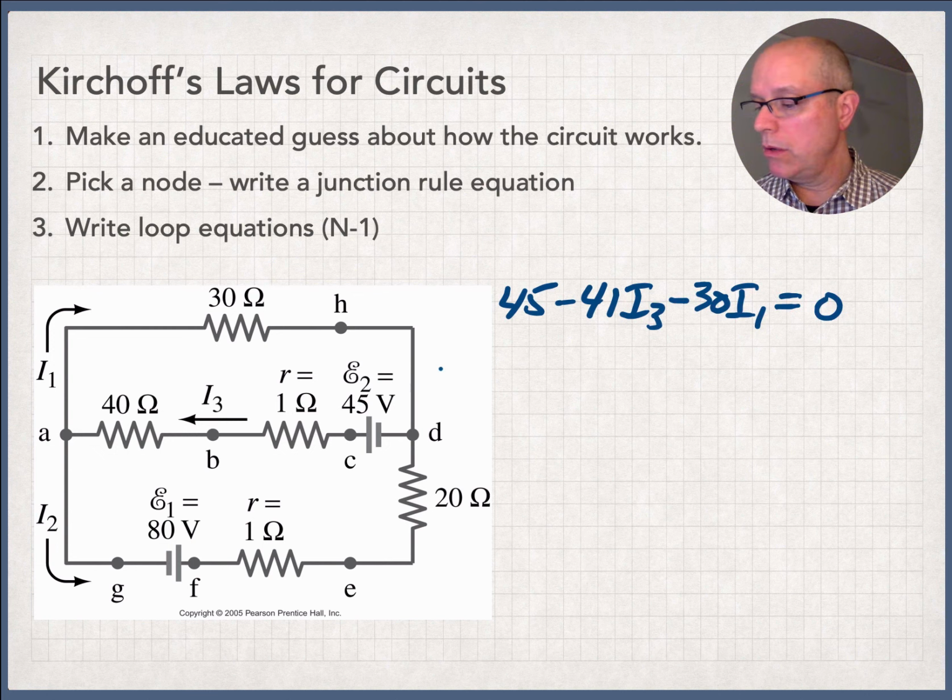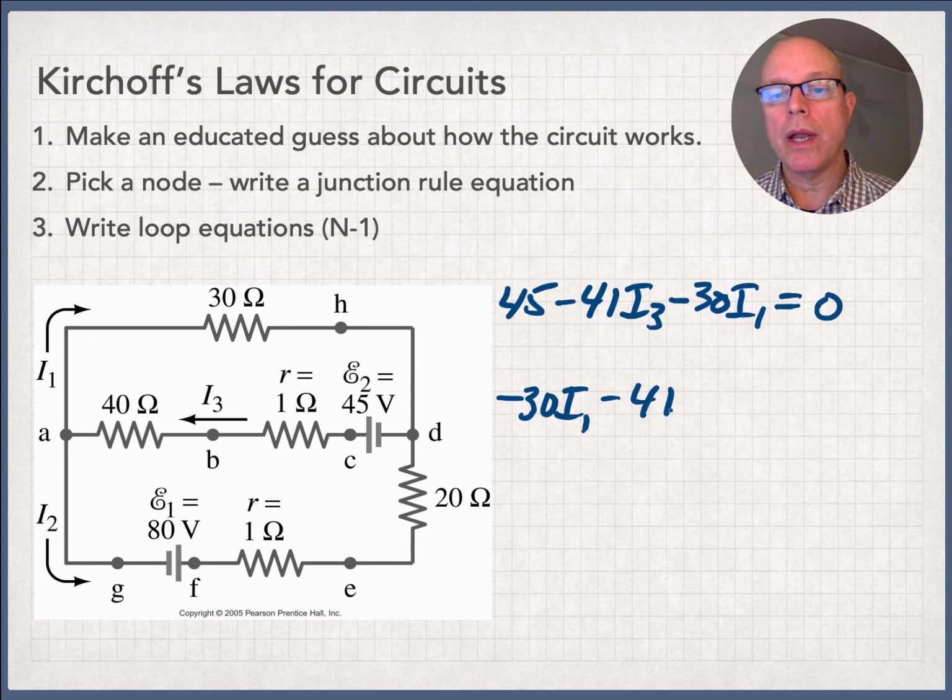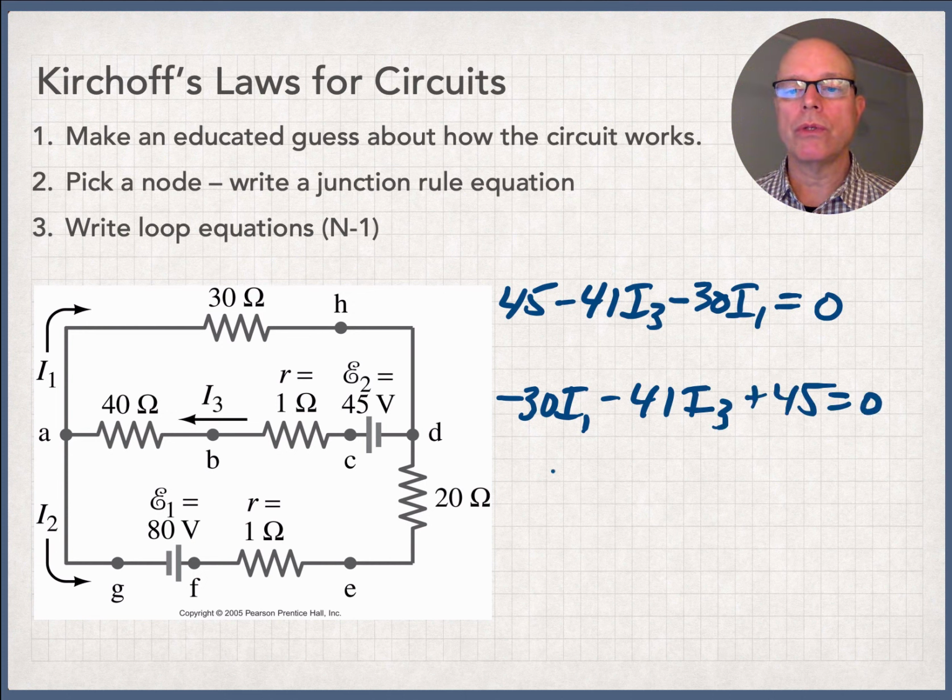Now I can write this a little more neatly, as an equation. So if I write minus 30 I1s, I don't have any I2s, minus 41 I3s plus 45 equals 0. Okay, that's fine as far as it goes.